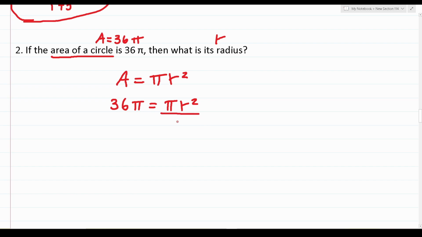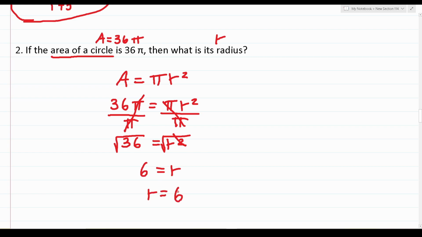So let's start by dividing both sides by pi. This crosses out here, leaving you with just r squared on this side. These two pi's cross out over here, leaving you with just 36 on this side. To get rid of this square, we're going to take the square root of both sides. This will cross out this square, leaving you with just r here. The square root of 36 is just 6, so we can see r in this case is 6. And we weren't given a unit, so we're just going to say the radius is 6.